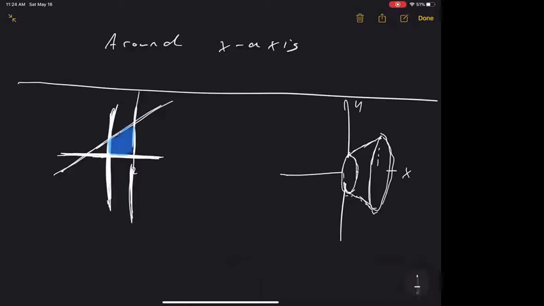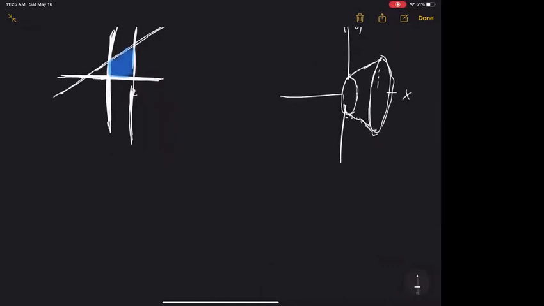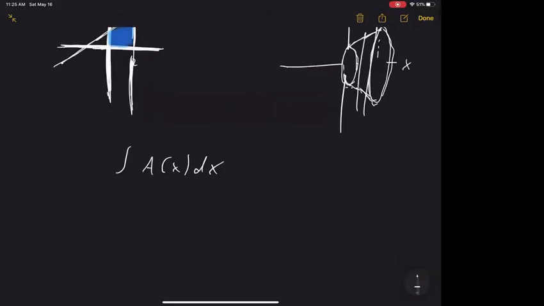Now consider the cross sections. So we've rotated around a horizontal line. So I want to do everything in terms of x coordinates, right? I want to do a dx. I want to integrate in terms of x. All right, so that means I need to take cross sections going along the x-axis.